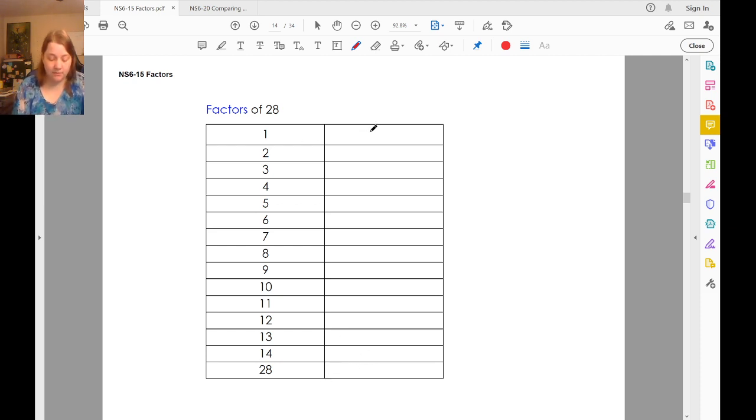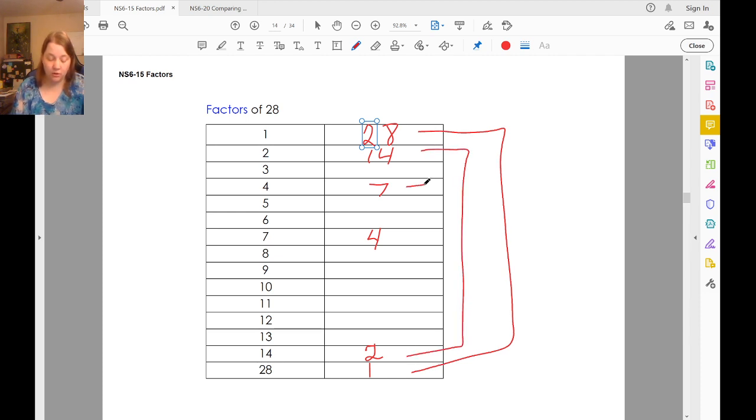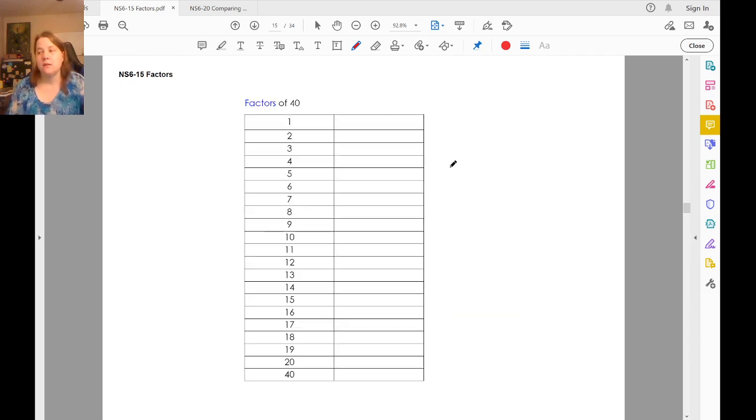So 1 times 28 equals 28, which means I don't need to worry about this. I know it's going to be 1. 2 times what equals 28? Well, 2 times 14, which means that 14 has to be 2. 3 times what equals 28? Nope. 4, no. 5, 6, 7 times 4 equals, remember that 4? 4 times 7, 7 times 4. Doing this is a great way to keep a double check for you so that you know that you've checked all of the numbers.